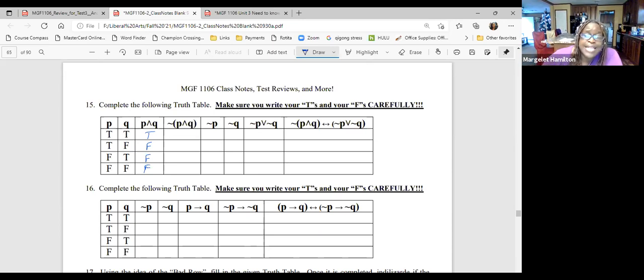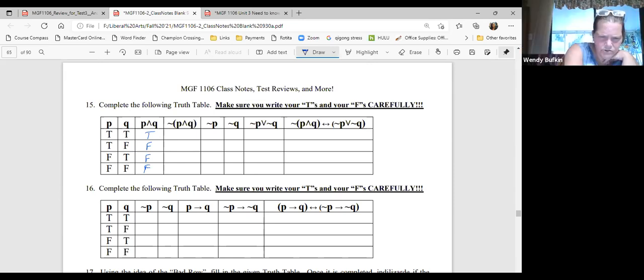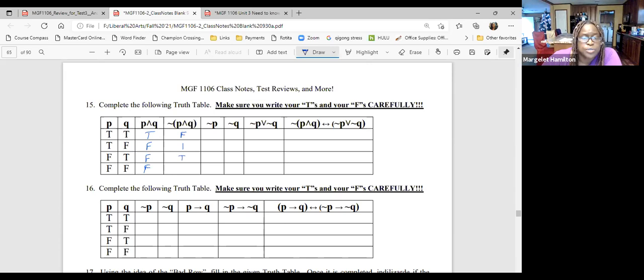Okay. Now they're asking me here to take what I just did and they want me to negate it. Negate this column for me. What do you get? False, true, true, true. Okay. All right. Now they want me to negate my simple statements. They want me to negate P here and then negate Q. Go ahead and negate P. What do we get?